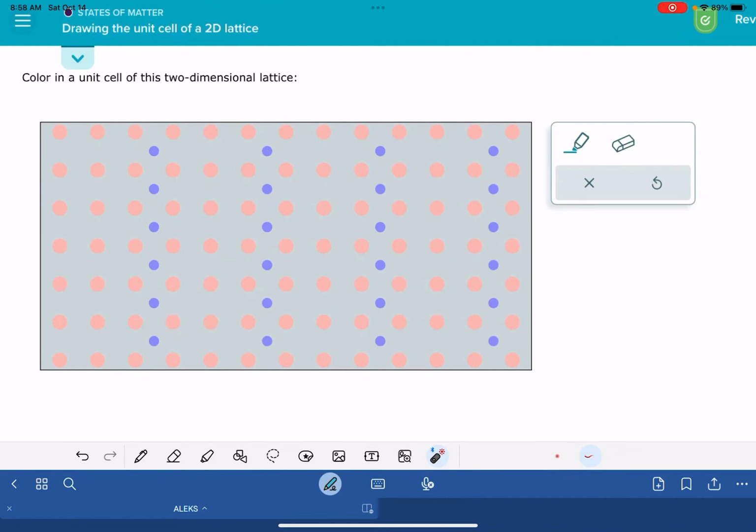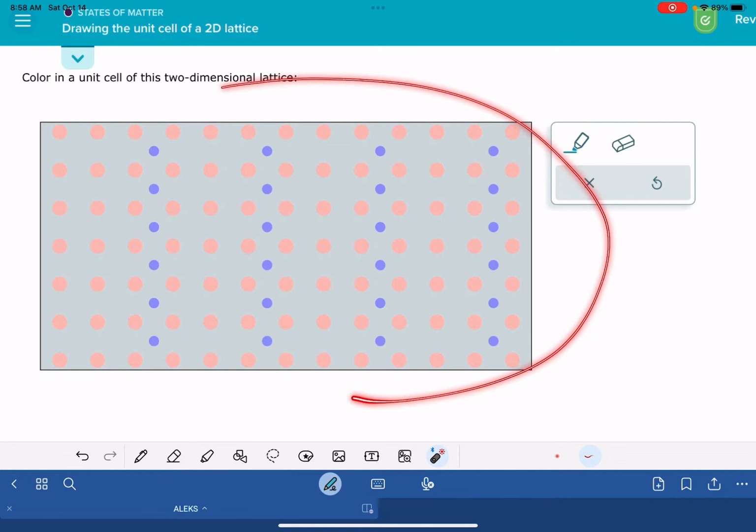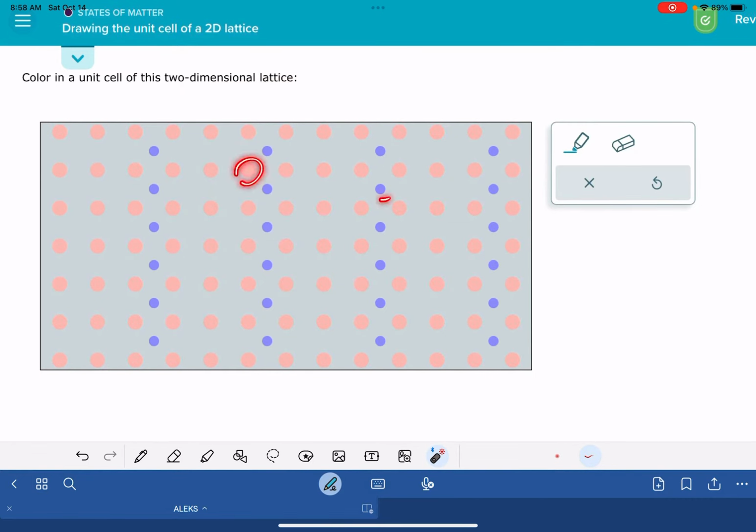In this video, I'll give you some tips for solving the ALEKS problem called drawing the unit cell of a 2D lattice. This problem is going to give us a lattice. The lattice is going to contain two atoms. I've got pink atoms and purple atoms, and it's just going to ask us to use this little highlighter over here to highlight the unit cell of the lattice. The unit cell is the smallest repeating pattern that we can see in the lattice.